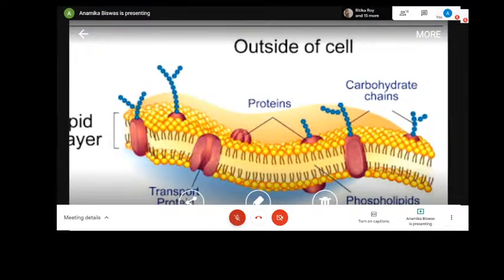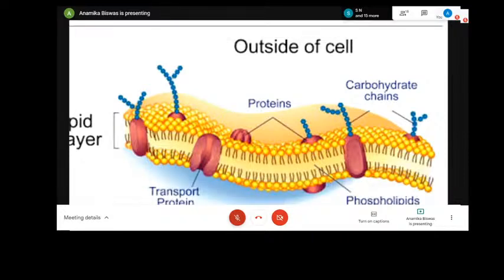It is a selectively permeable or semi-permeable membrane and allows only selected substances to pass in. It protects the cell from injury. Then the membrane has carrier proteins for active transport.